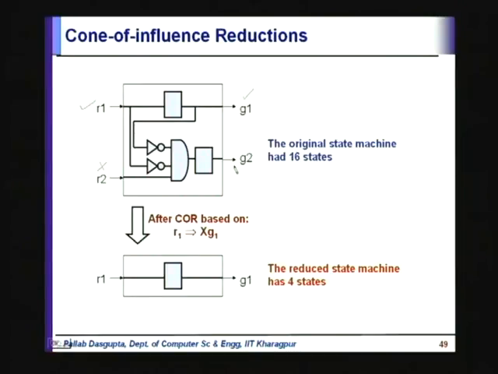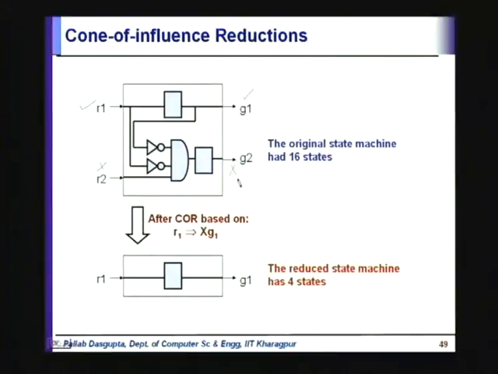Is G2 in the cone of influence of this property? No, because G2 can in no way influence R1 or G1. So, these two drop out. Now, we reduce the state machine by dropping R2 and G2. Now, think of the state machine. How many states did it originally have? 16 states. Why? Because 2 state bits and 2 input bits. So, in the non-deterministic state machine, we would have 16 states.